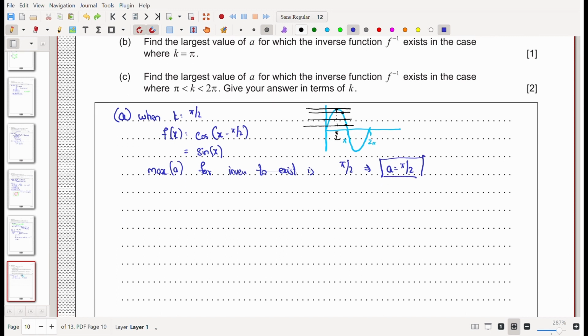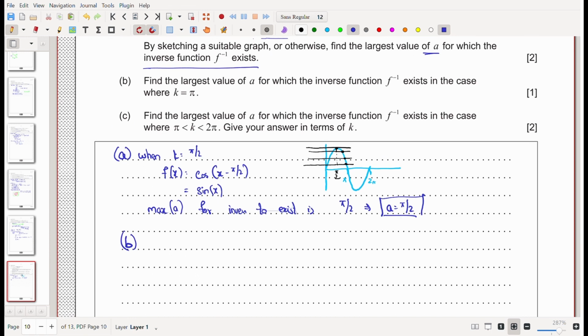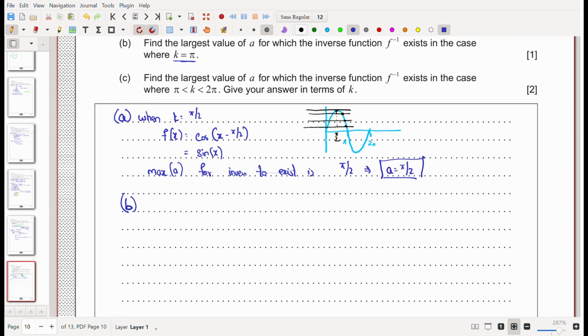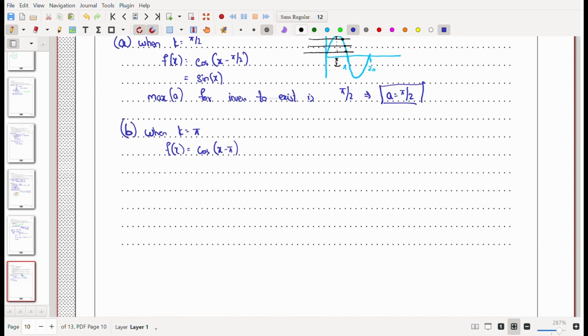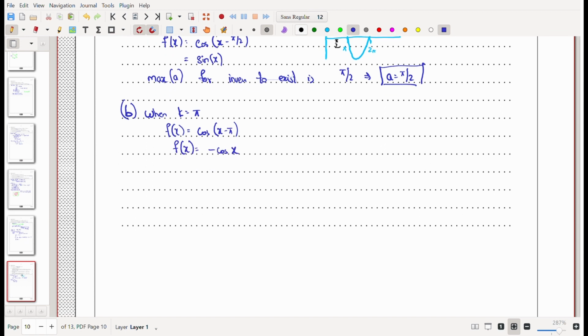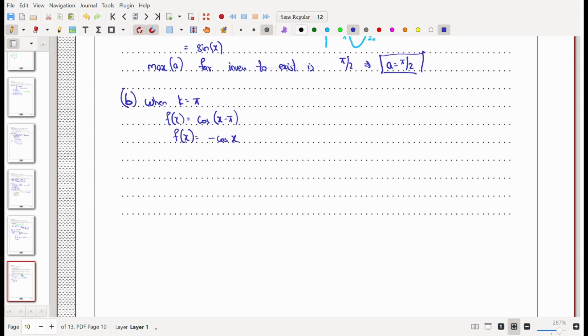Part B, instead of pi by 2, we are given pi. So when k is equal to pi, then f of x is equal to cos of x minus pi. Now you guys might know this as minus cos x. So f of x is equal to minus cos x.